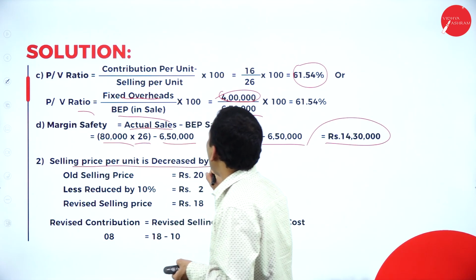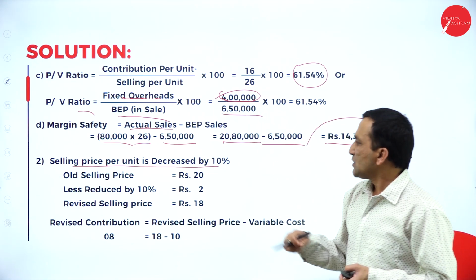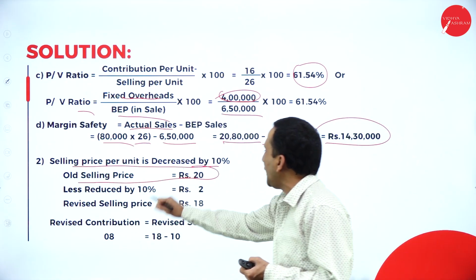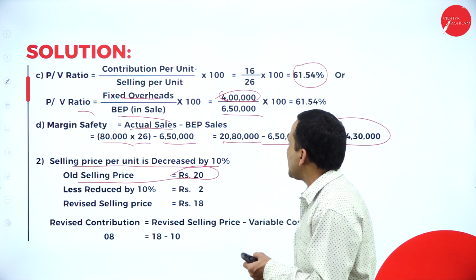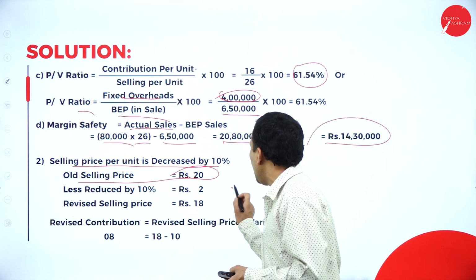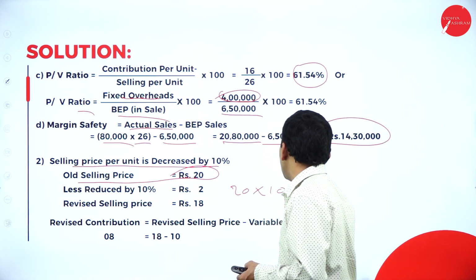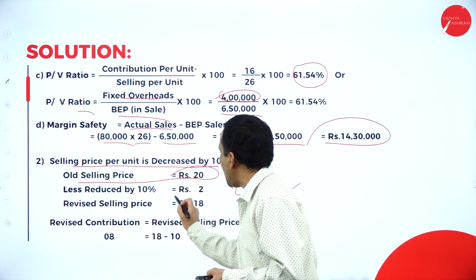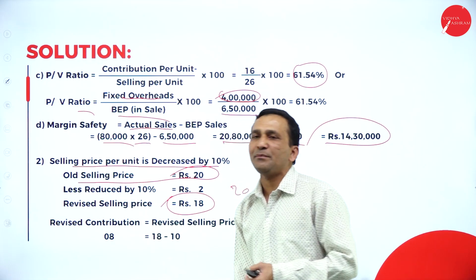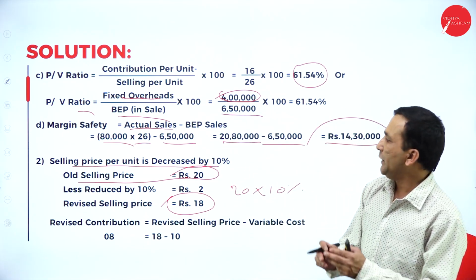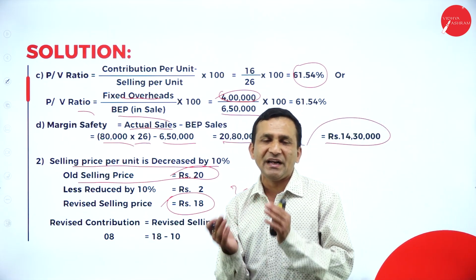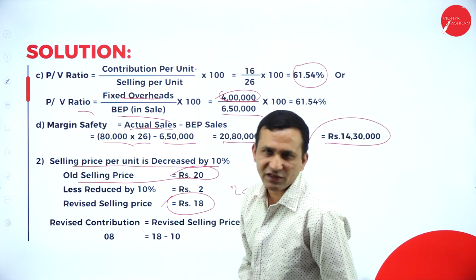Selling price per unit decreased by 10%. So the old selling price I have written is 20. A decrease of 10% means 2 rupees. Okay, 20 into 10% means you are getting 2 rupees. If you subtract, the new revised selling price is 18. So again we need to find out break even units, break even sales, PV ratio, margin of safety.